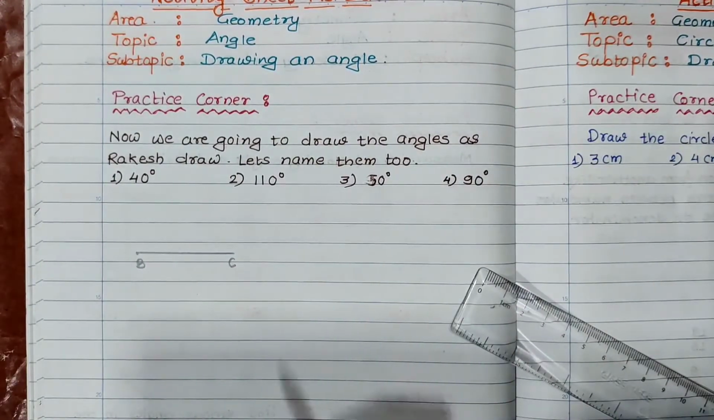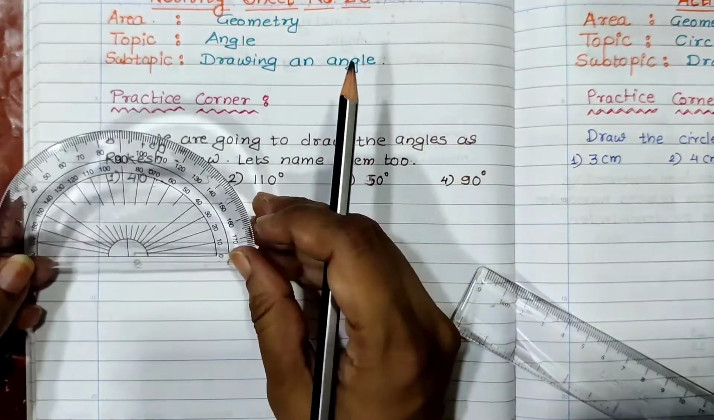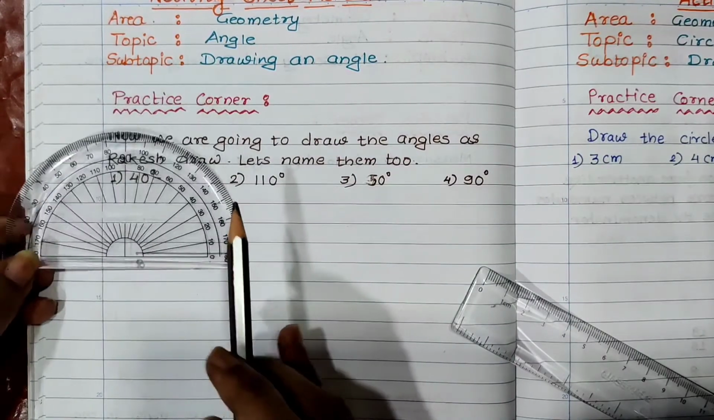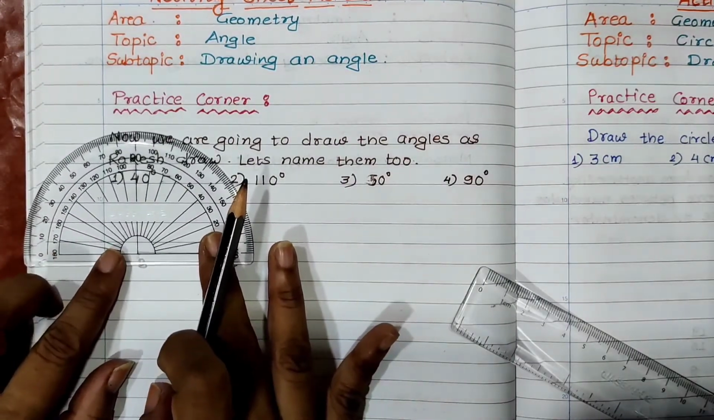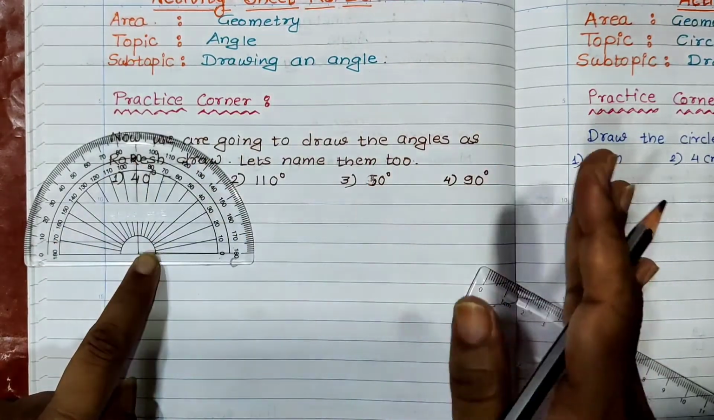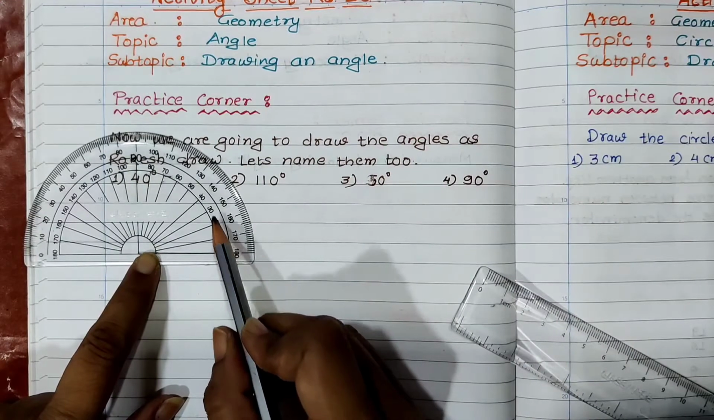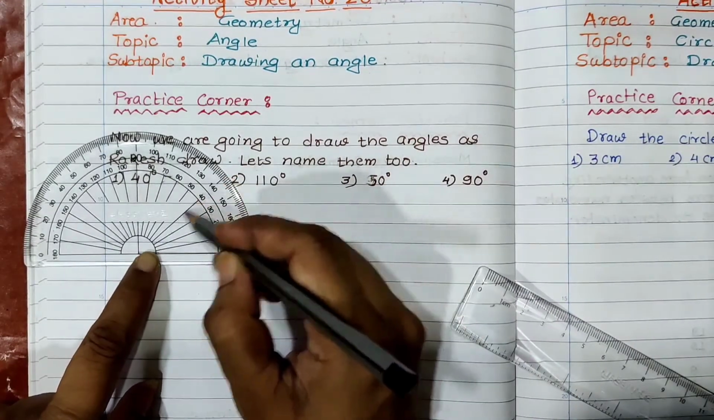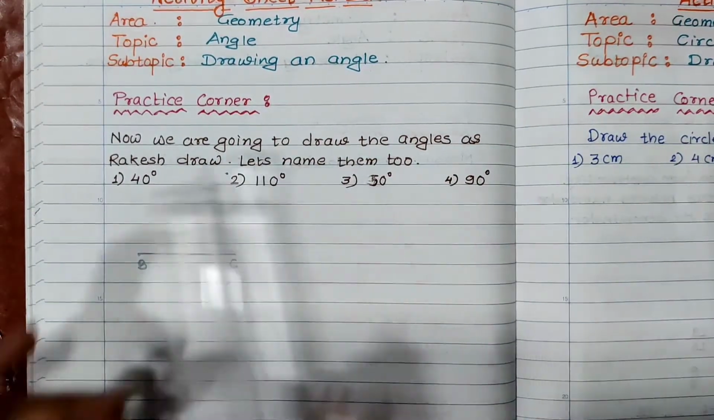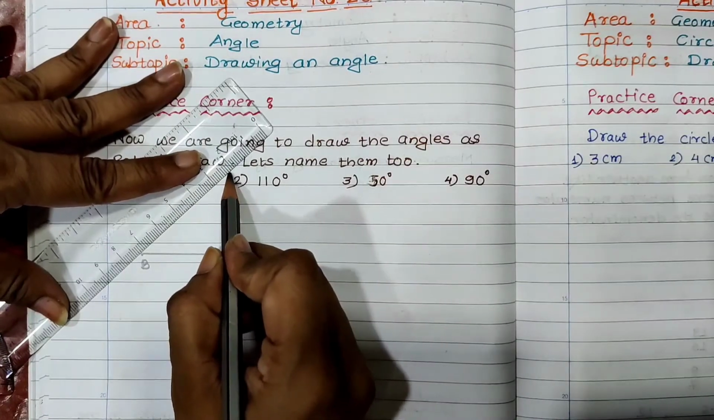Now we will be drawing an angle of 40 degree. Place this baseline of protractor properly on side BC and this midpoint on vertex B. Okay, now as the line is on the right hand side, we start counting from the 0 of right hand side. 0, 10, 20, 30 and 40. Here it is 40. Okay, so we are going to join this point with this point B.